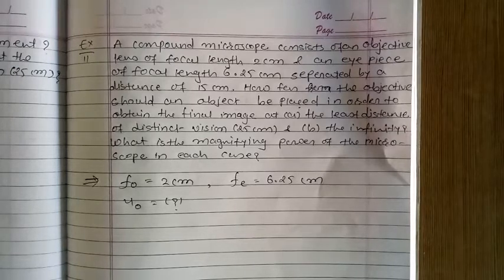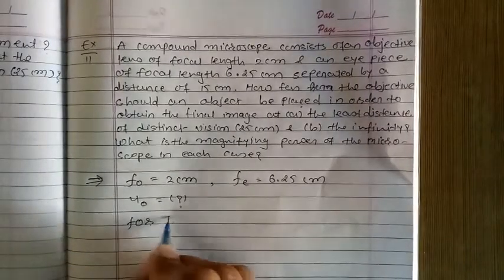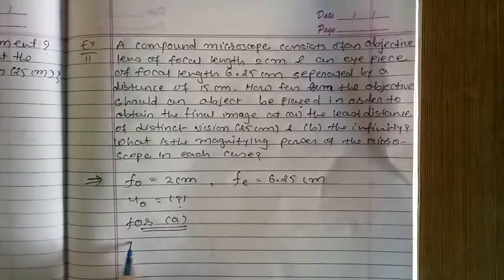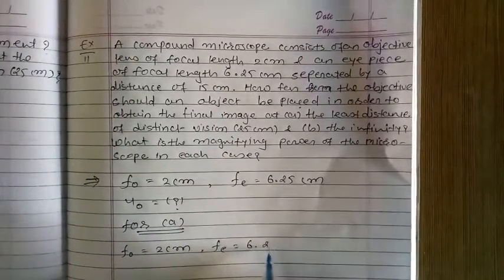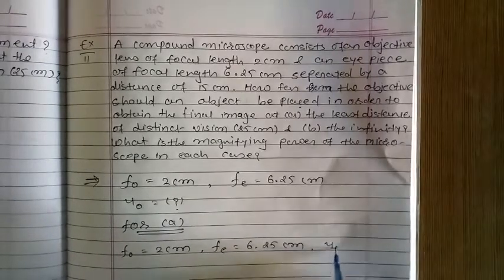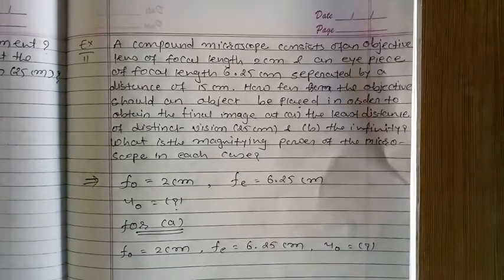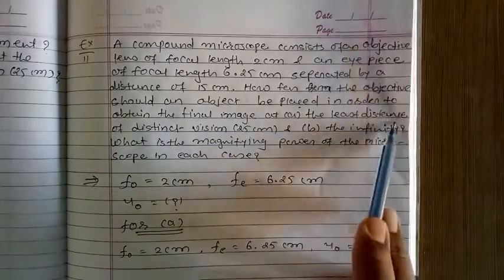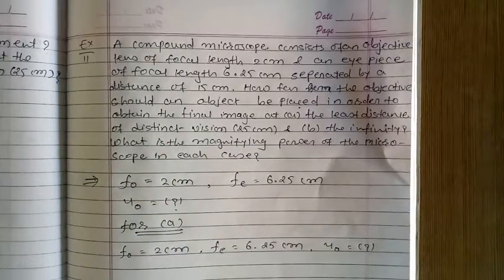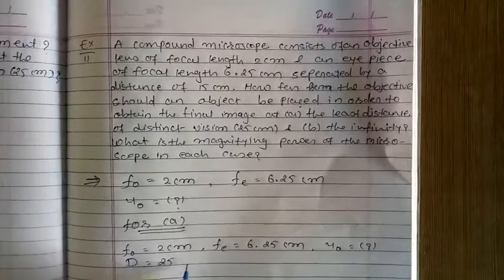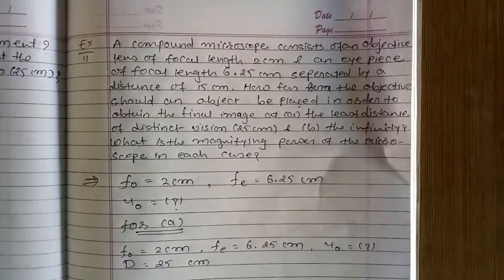Now first of all we discuss case 1. So for A, case 1, we have FO 2 cm, FE 6.25 cm. We have to find the object distance, and the least distance of distinct vision is 25 cm. So we can say that D is equal to 25 cm, right? Now we have to find the object distance.